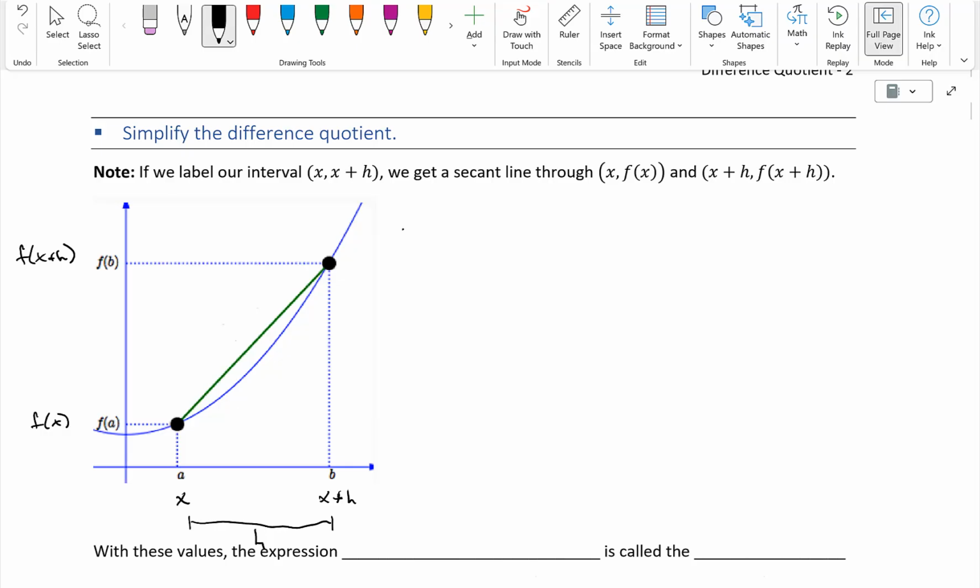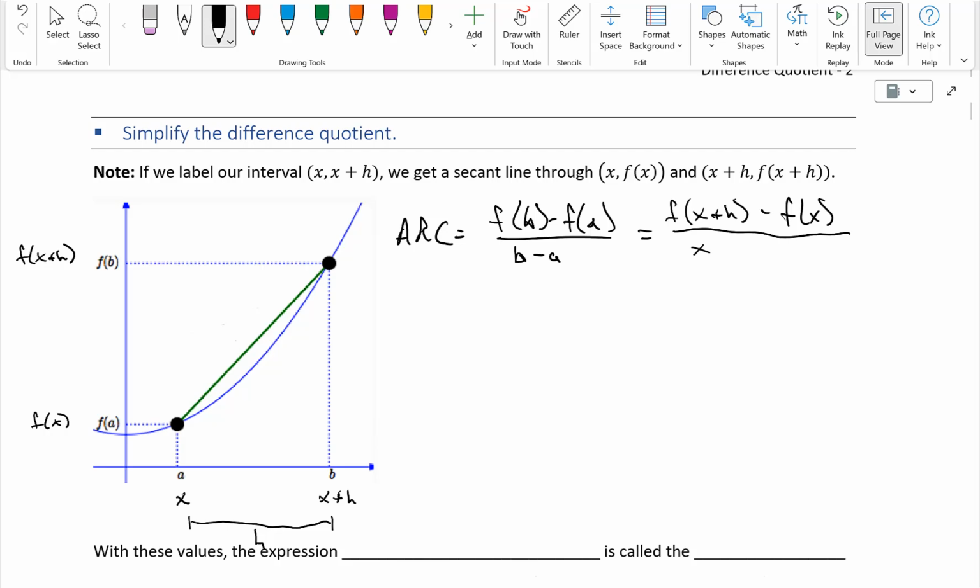So if we use our ARC here, which was f of b minus f of a over b minus a, it can be rewritten as, with these new points, f of x plus h minus f of x over x plus h minus x, which gives us an f of x plus h minus f of x all over h. So that's our average rate of change.